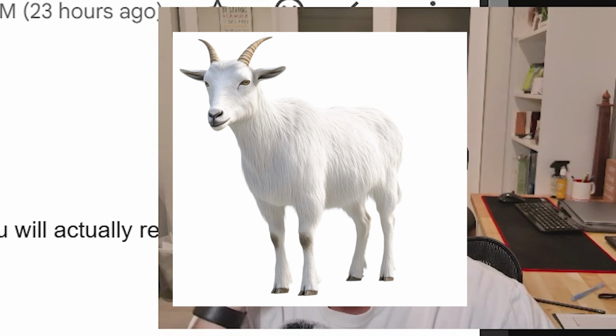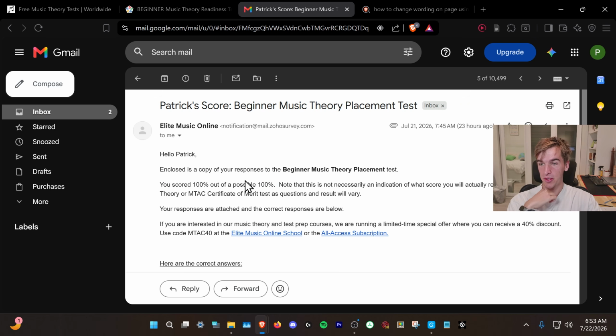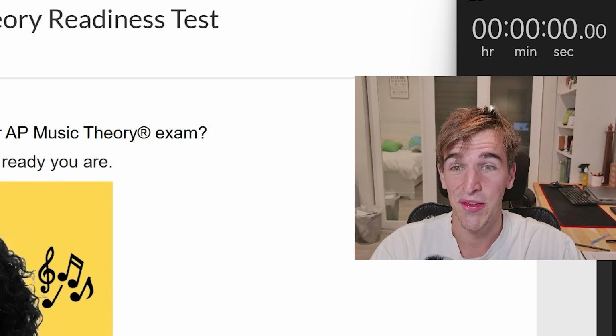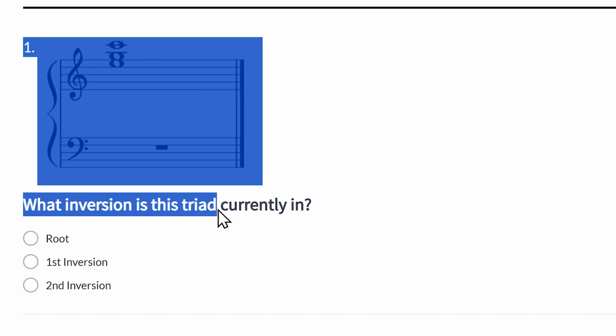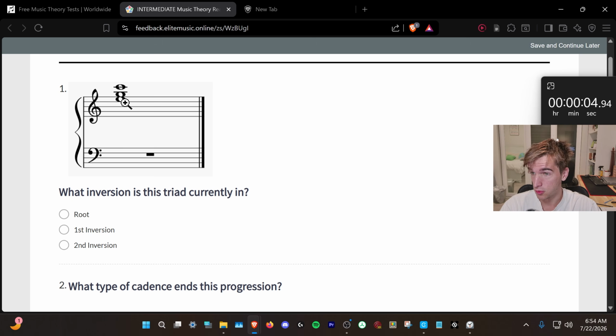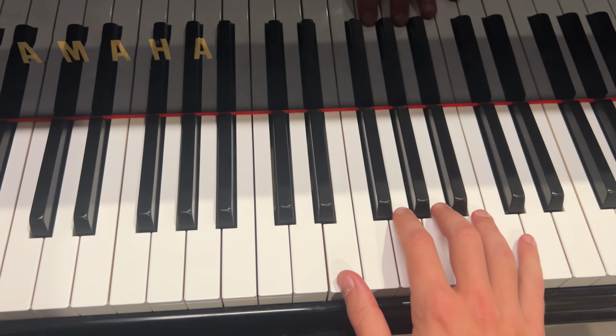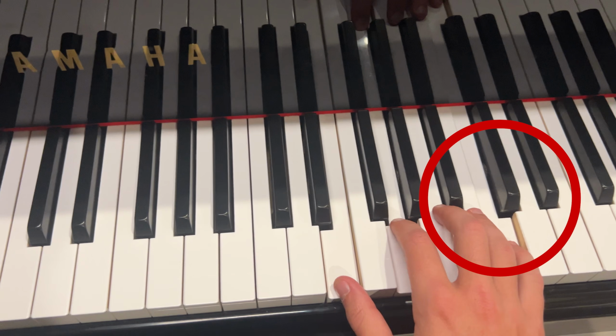Okay, so for real. Intermediate test. Here we go. 17 questions. Let's begin. What inversion is this triad currently in? So we have E, G, and C. Okay, so it's a C triad, but when it's a C triad, first inversion means we put this one up. So now the C is up. Oh yeah, that's first inversion.